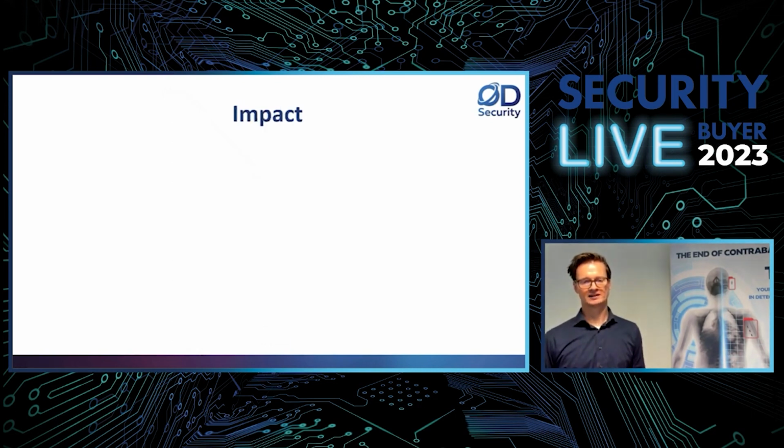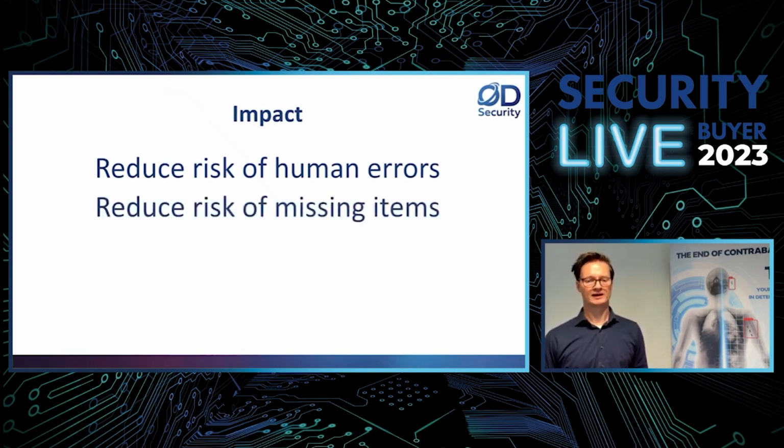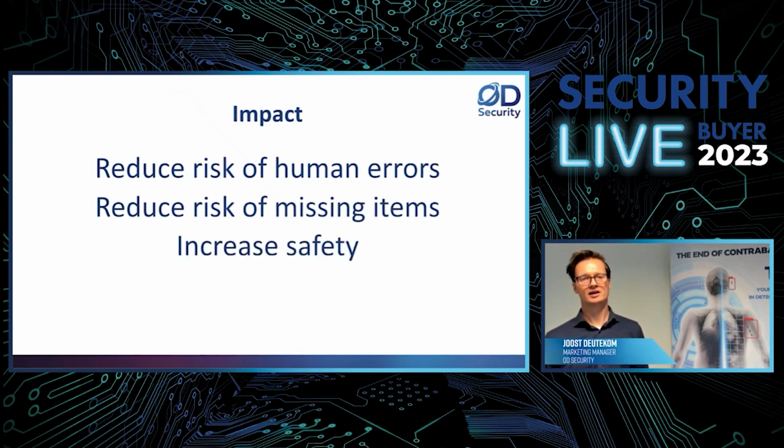So finally, the impact of this in prison settings, but also at customs or other border crossings, is you reduce the risk of human errors. You have a digital assistant that will be on your shoulder and helping you to make sure nothing is missed. And that's an important item, to make sure you don't miss these items, because it will help to increase the overall safety in a facility or in the setting you are in, both for visitors, staff, and even inmates.